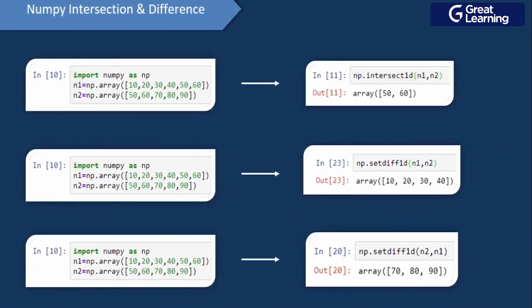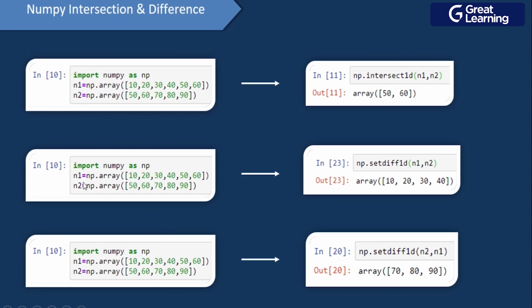Now we'll also work with intersection and difference methods. So here again we have two NumPy arrays. In the first NumPy array we have the values from 10 to 60, and in the second NumPy array we have the values from 50 to 90. If I want the common elements between these two NumPy arrays, then I can use the intersect1d method. Here I would just have to pass in these two NumPy arrays, and as you see in the result, we get a new NumPy array comprising the common elements in these two NumPy arrays.